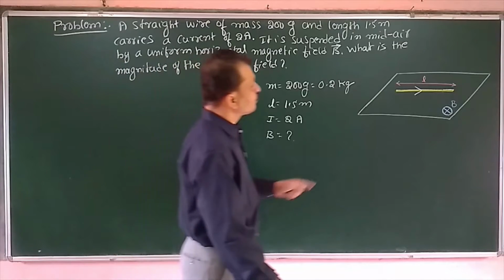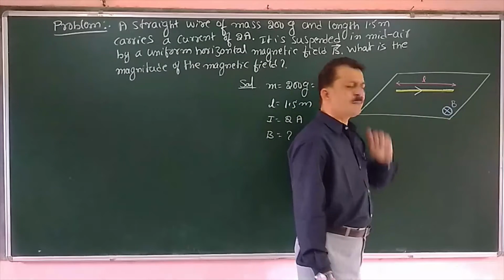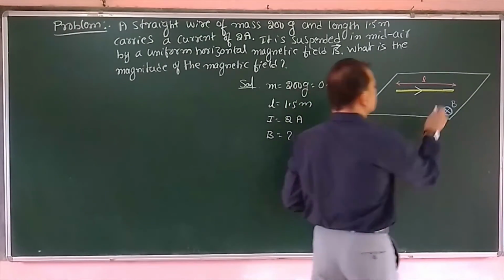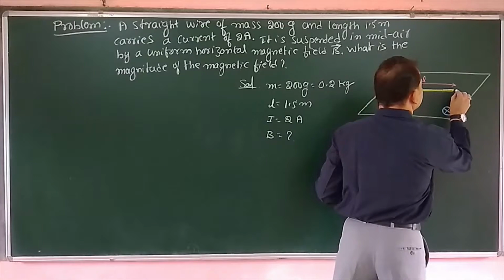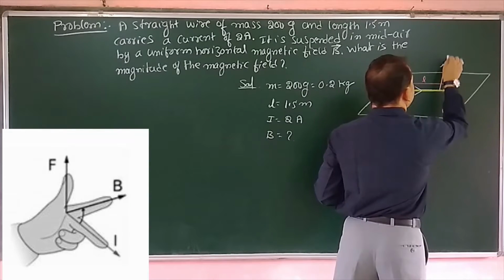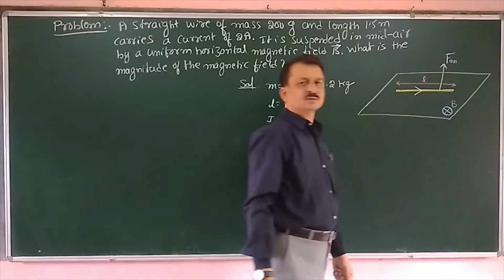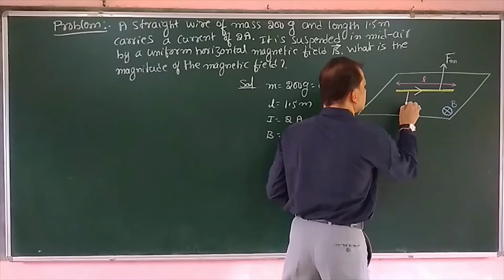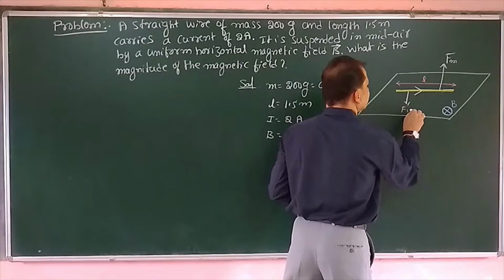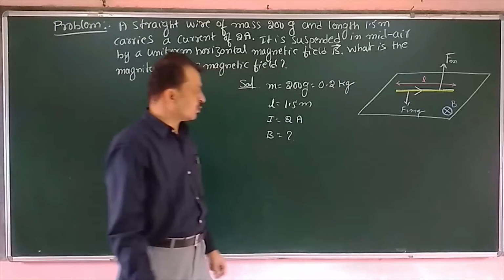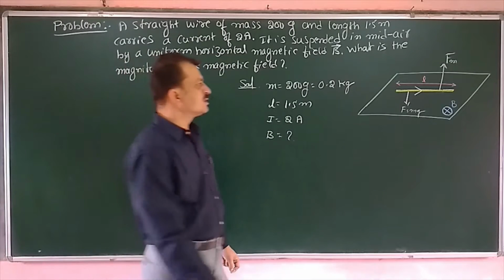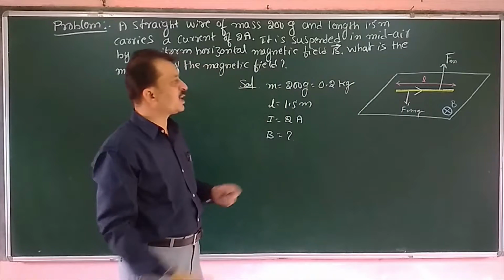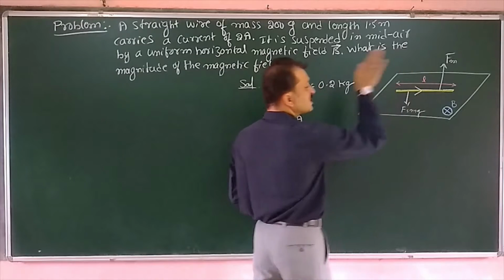Now look here carefully. A current carrying conductor is placed in a magnetic field. It experiences a force. Now, where is the direction of the force? That means this wire experiences a magnetic force in the upward direction. But the weight is always acting towards the downward direction. Weight is acting downwards. The magnetic force is acting upwards. At some point, these two forces are balanced, and hence the wire is suspended.